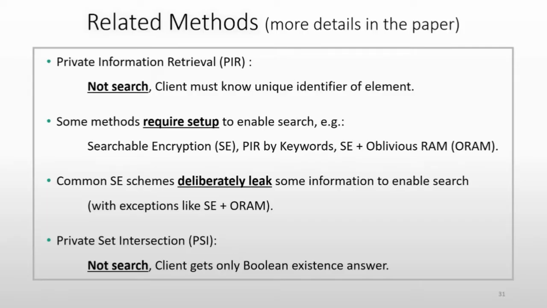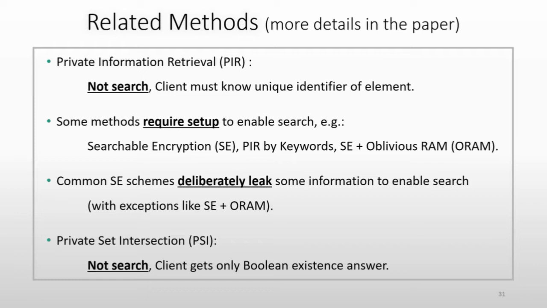I really want, in a nutshell, to present related methods to this work. And you can find in the paper more details that compare this work with all these works that I'm presenting here. For example, there we have private information retrieval, but the difference here is that it's not actually search, because in PIR, the client must know the unique identifier of the element. There are many methods that require setup. For example, searchable encryption, PIR by keywords, searchable encryption and ORAM. And here we presented a method that does not require setup.